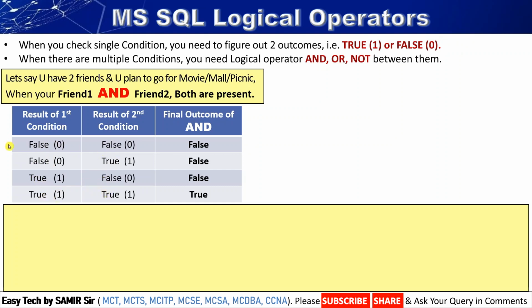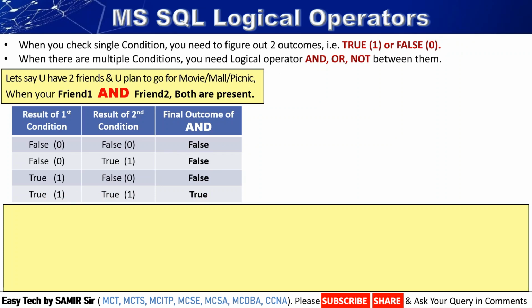There are 4 outcomes. When you use AND as a logical operator, the final outcome will be true only when both the results of the conditions are true. I hope you are getting it. We'll see this in practical within some time.